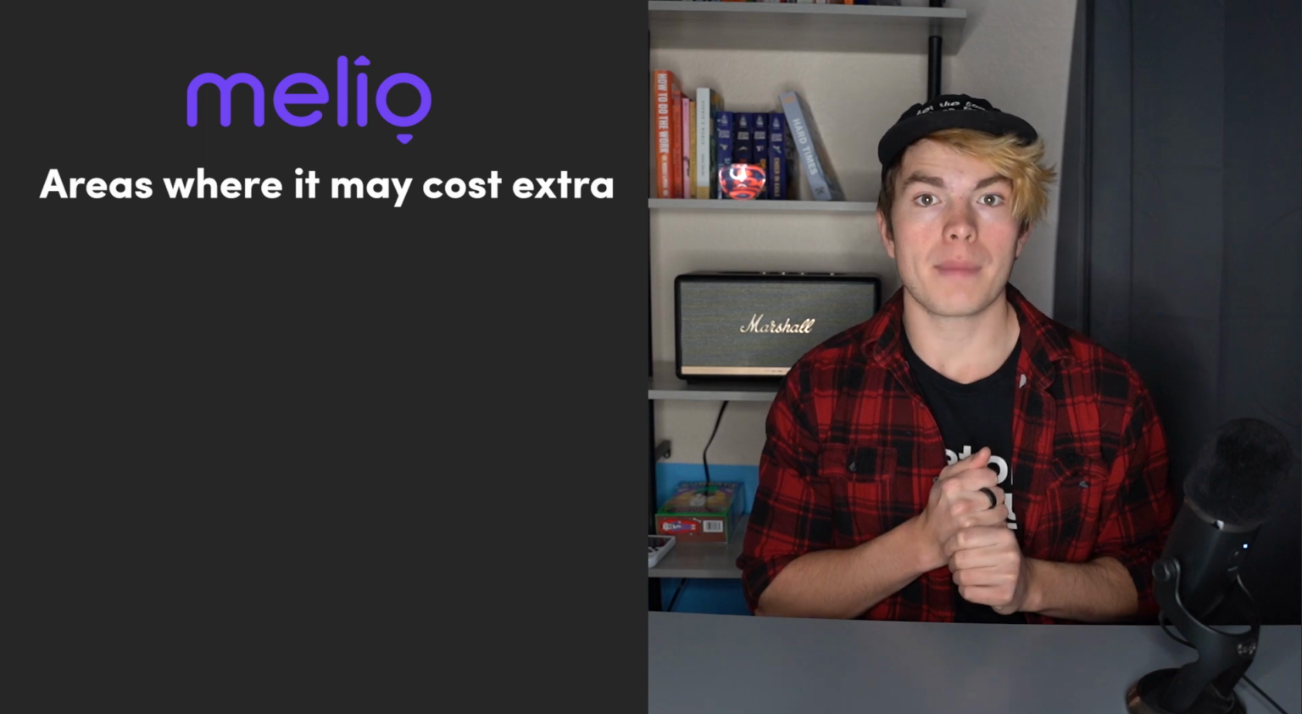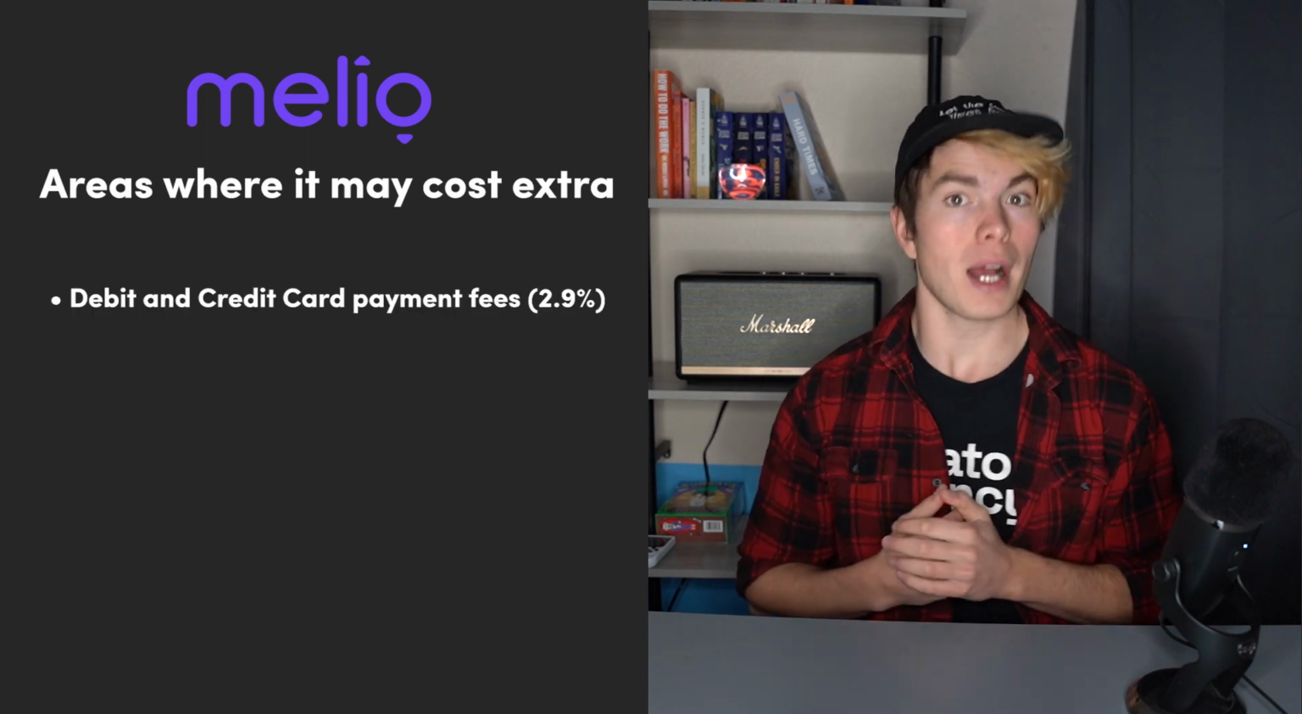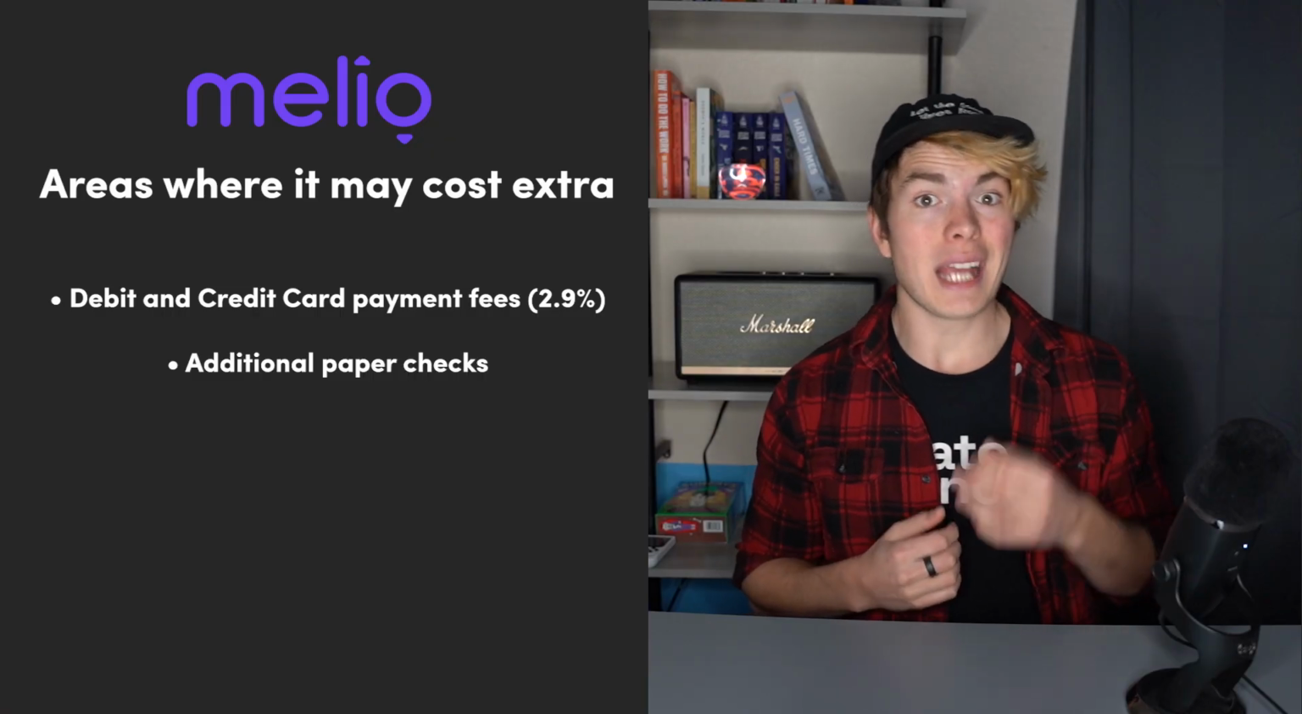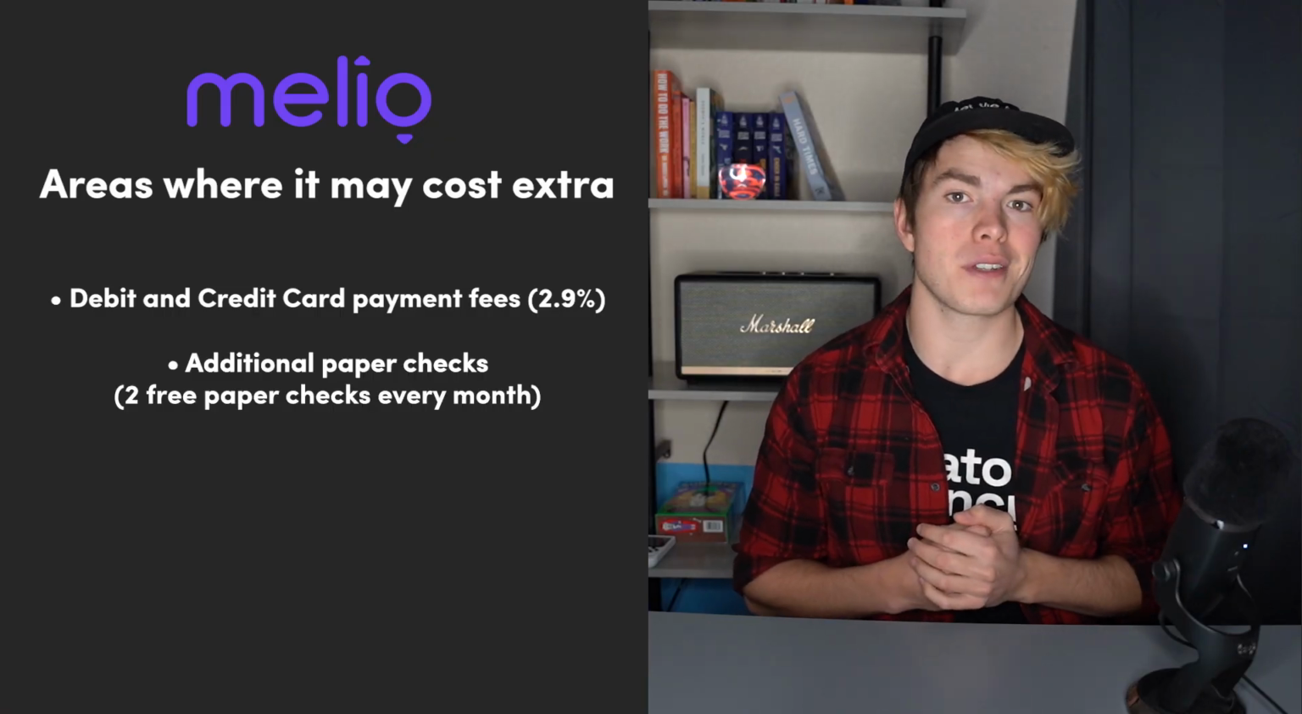So the first fee that we already mentioned is the debit and credit card processing fee of 2.9%. This is pretty self-explanatory, so anytime you want to pay with a debit or credit card, you're looking at that 2.9% fee. Next, with those paper checks, like I mentioned, you've got 2 free paper checks every single month. After that, it's going to be $1.50 per paper check that you want sent out. Again, not too hefty of a fee, especially when you can bundle those payments together and send out mass payments instead of just doing check by check, but definitely something to watch out for if you plan on sending many checks per month.